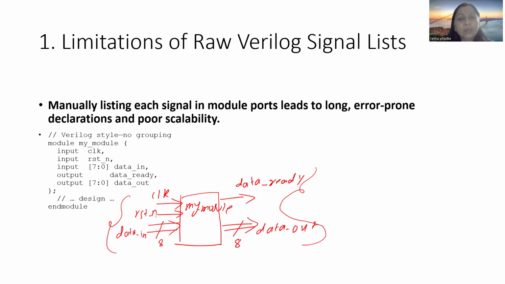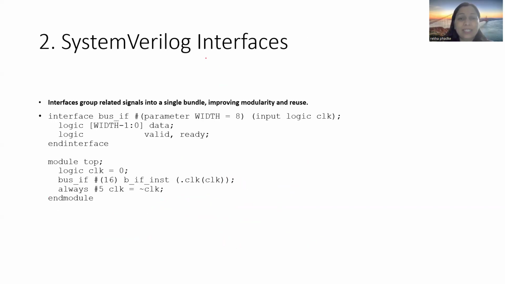So these are all the port declarations which we in traditional way do for a DUT or design under test. The problem with such Verilog signal lists is that they have their own limitations, like long error-prone declarations and poor scalability. So how to overcome this? What we have to overcome this is what is called interfaces in SystemVerilog. So interfaces are nothing but they group this entire bundle. They combine all these ports which we saw just now. They are bundled into a single wire or bus, you could call, which we name as an interface. So this improves modularity and reusability. And whenever I want this bundle in any other program, I can just call this interface.